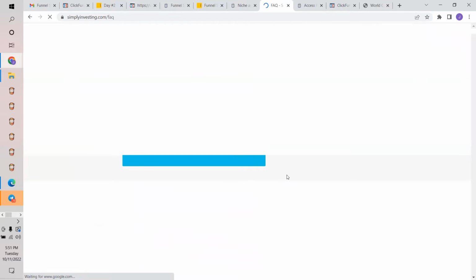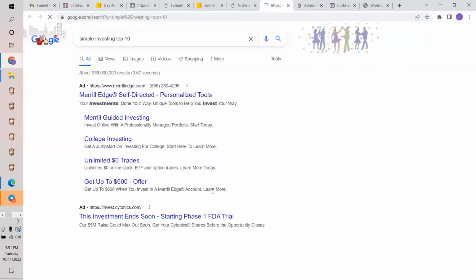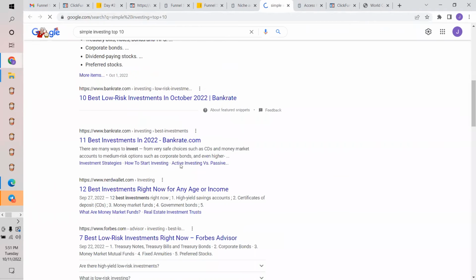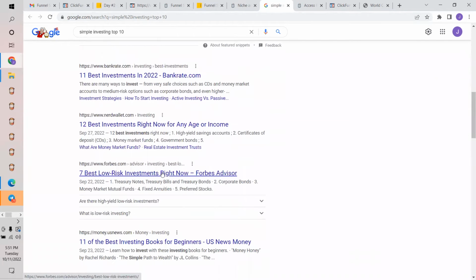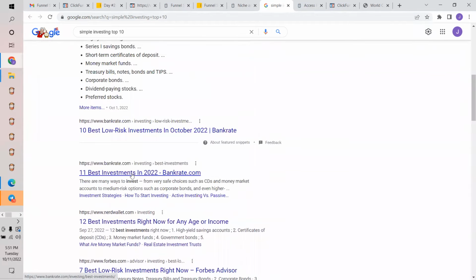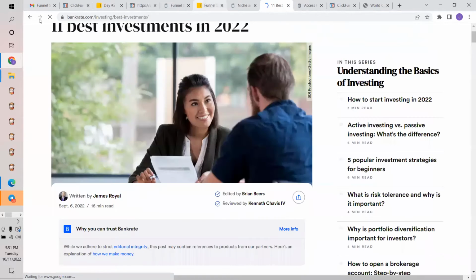Simplyinvesting.com shows up again. Although I don't know what's going on with this page. It looks a little something or other. Simple investing top 10. This is really cool, just playing around with this new tool that'll help us ultimately with the funnel tool. Okay, there's bankrate.com. And there's a sign in, create account. I really don't need an account created necessarily.